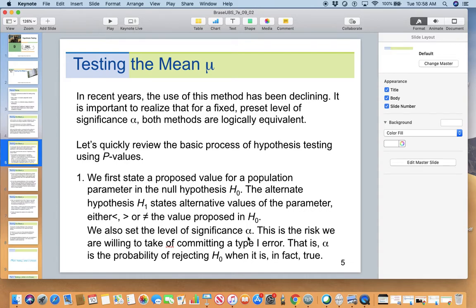What is this level of significance? This is the risk we are willing to take of committing a type 1 error. What is a type 1 error? So alpha is a probability of rejecting H0 when it is in fact true. So that's type 1 error. H0 is true, but you rejected it anyway. All right. So the probability of that happening is called level of significance. Okay. That's the risk we are willing to take.